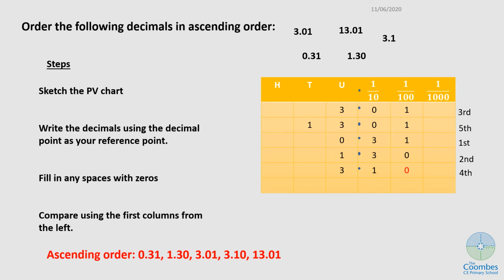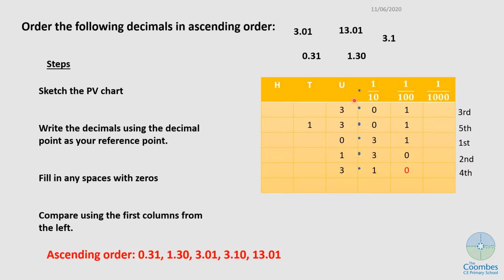So how do we go about ordering these numbers in ascending order? We have 3.01, 13.01, 0.31, 1.30, and 3.1. So our steps are, first, we can sketch the place value chart.